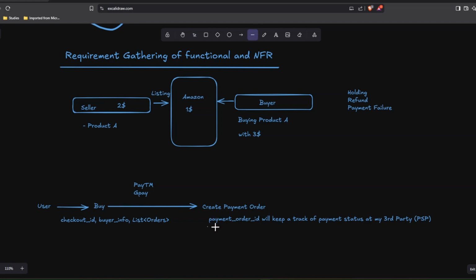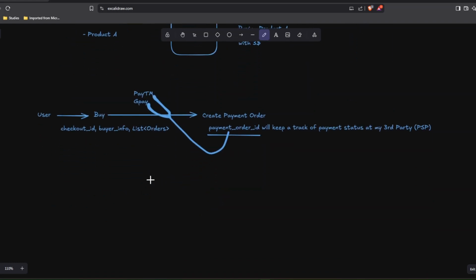So this payment order ID is basically the e-commerce payment order ID, and it will have some kind of relation with Paytm or GPay. Like the payment order ID on the Amazon side, and the payment order ID or transaction ID on the GPay side. So it will be kind of a relational thing. Now, as we already introduced PSP, let's talk a little bit around that.